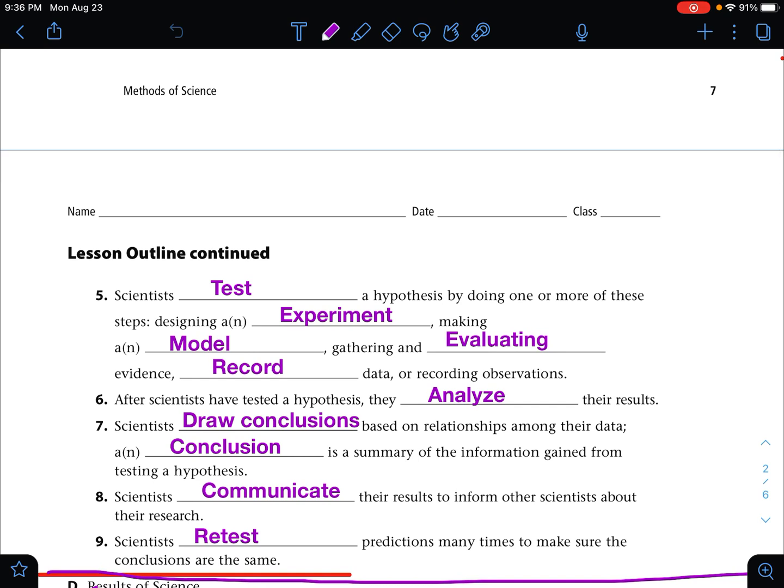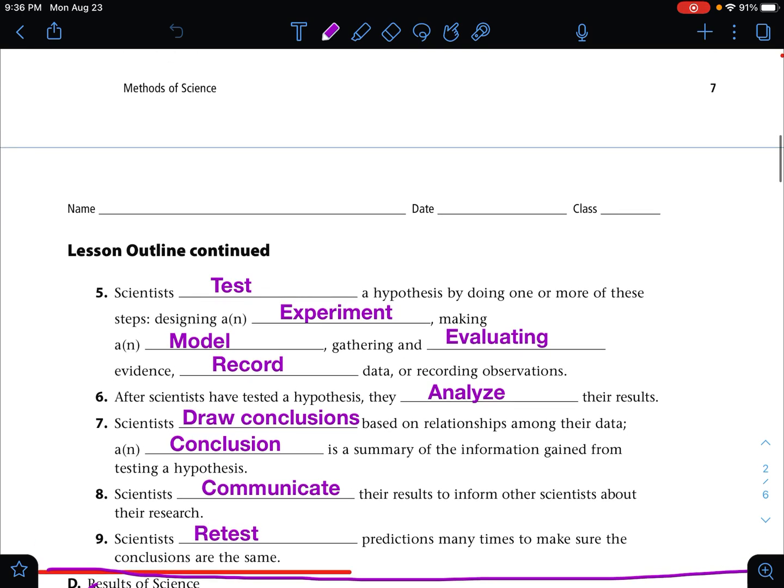Scientists communicate their results to inform other scientists about their research. Scientists retest predictions many times to make sure that the conclusions are the same. It's not just one and done. They have to do it again and again just to confirm that, yes, indeed, this is the outcome. All right, this is as far as we are going today.